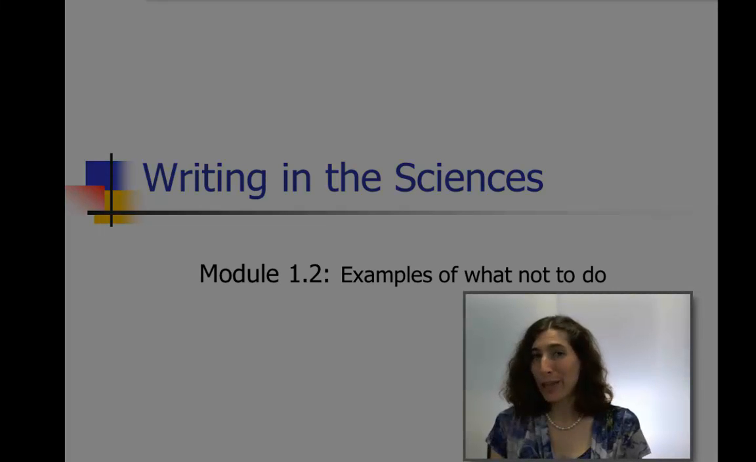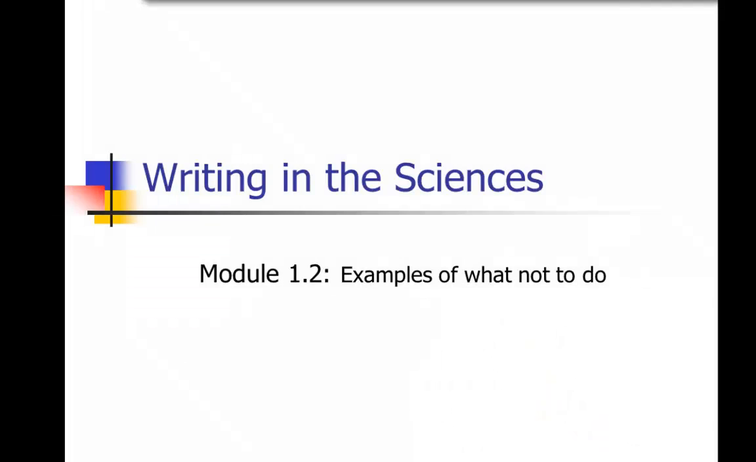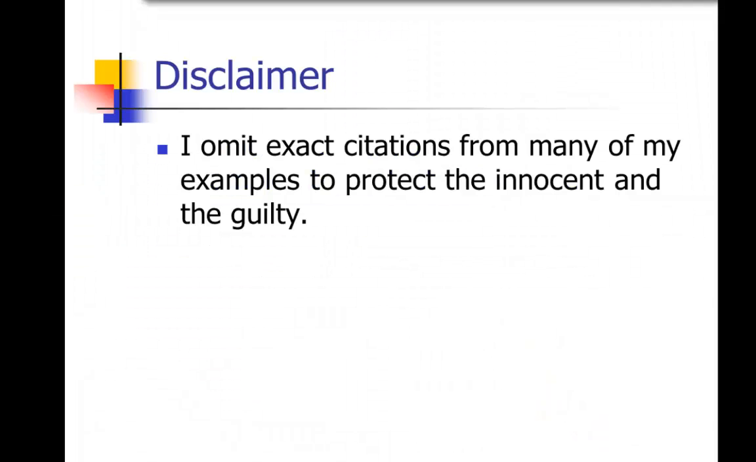So in this second module, I'm going to give you some examples, and we're going to go through these examples. They're really just representative of what's out there in the scientific literature. They're also examples of what not to do. And I want to start my slides with a little disclaimer.